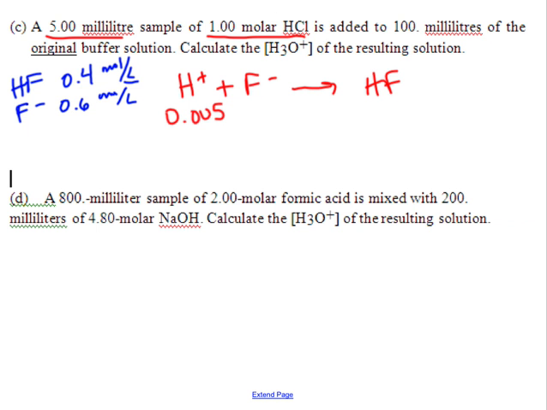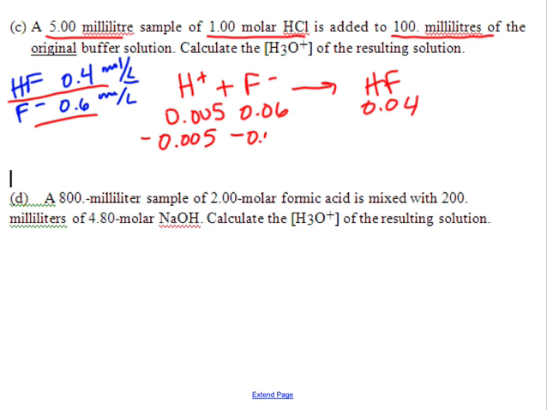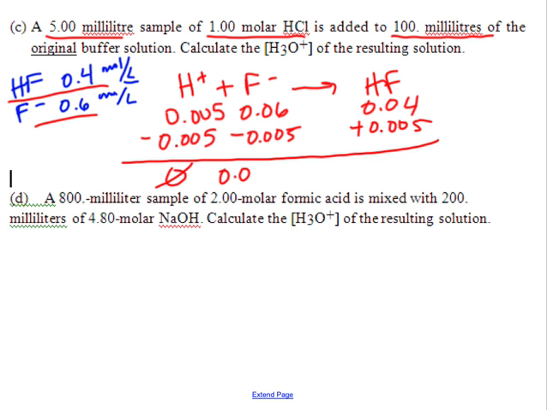Here we're using 100 mils of the buffer, so that's 100 mils of this and this. Okay? So 0.1 times 0.6 is 0.06. 0.1 times 0.4 is 0.04, right? Okay. Who runs out? H plus. So 0.055? All right, and then here is 0.045.